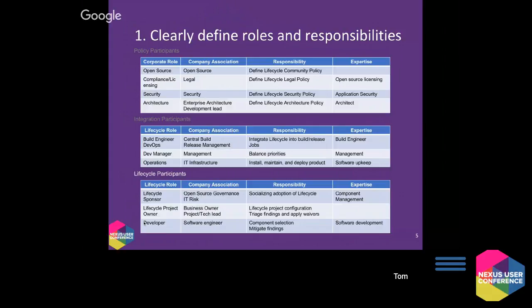But as I mentioned before, the developers are really where the rubber hits the road. Those folks that are going to be responsible for selecting non-vulnerable components. They're going to be responsible for actually doing the remediation and mitigation of the findings. So my suggestion is actually to name these folks. Developers, there's going to be a large number of them, but maybe a team list. But particularly the lifecycle sponsor and the project owner. Make it clear who you can turn to in terms of getting answers to questions and different pieces of the process.